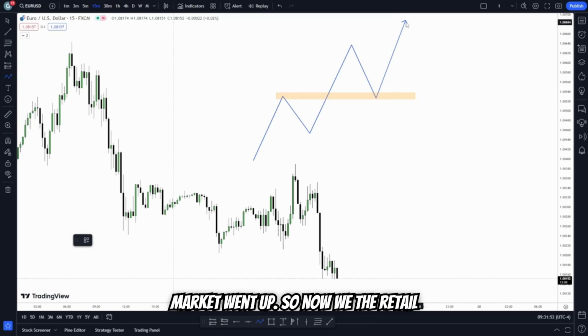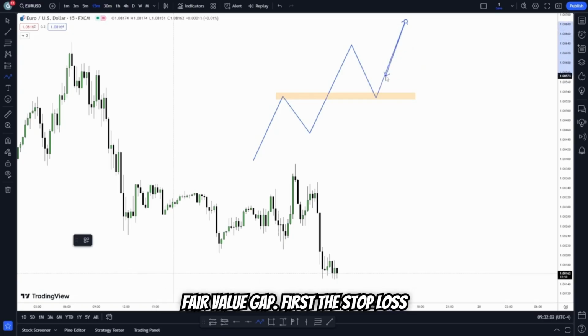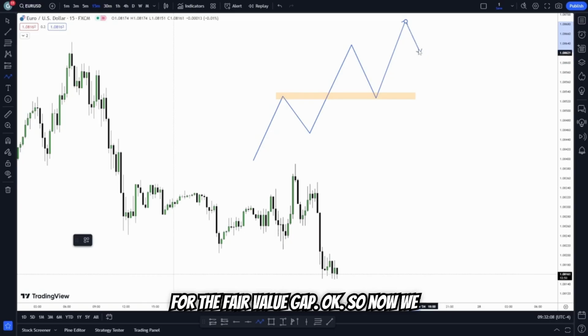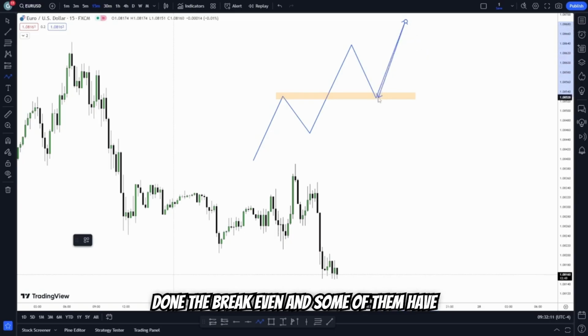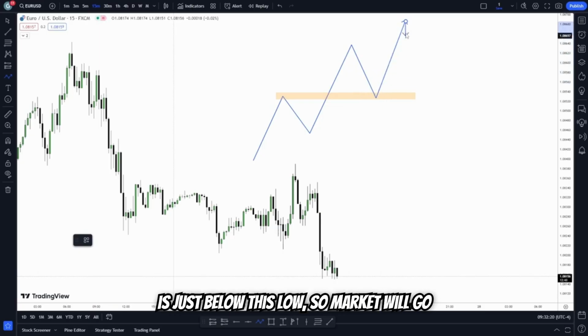So now we will look for the price to go down, and there can be a fair value gap and so on, but first the stop loss should be taken, and then we should look for the fair value gap. Okay, so now we know that all the retail traders have moved to break even, and some of them have not, but still, most of the liquidity is just below this low. So the market will go down.